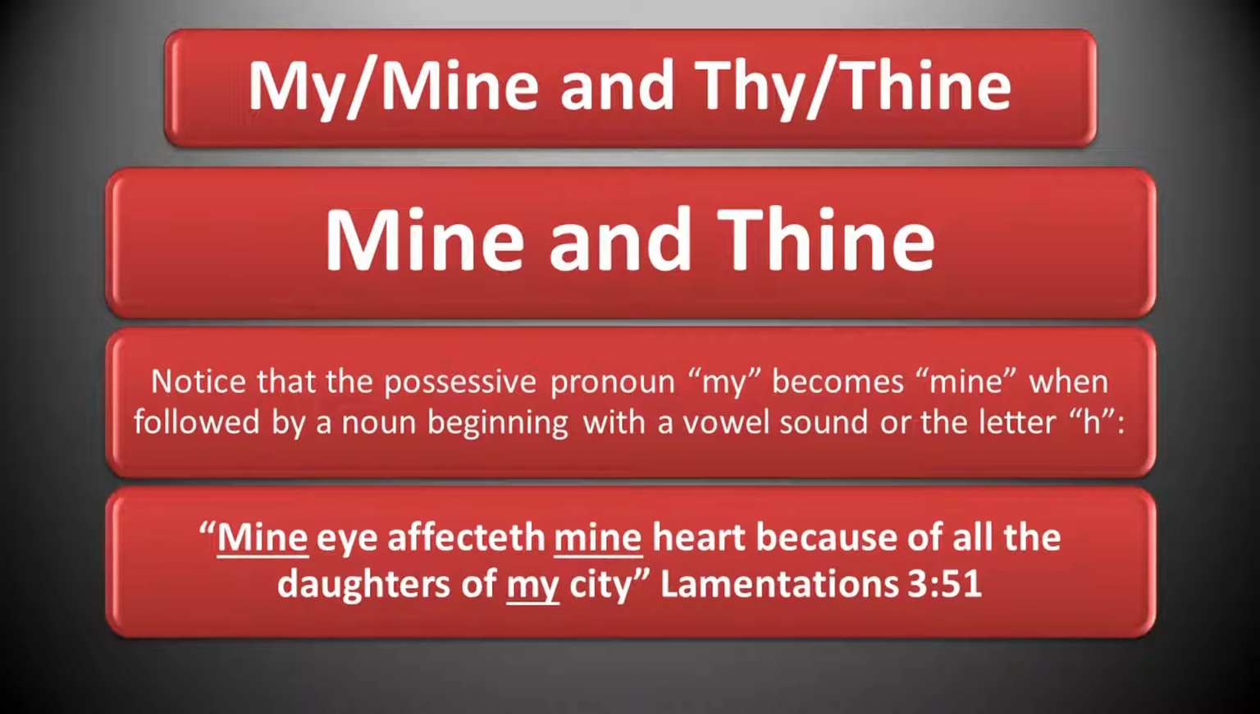My and mine, thy and thine. Mine and thine are the same as my and thy, except when they're used in connection with a noun beginning with a vowel sound or the letter H. So it's mine in Lamentations 3 verse 51. Mine eye affecteth mine heart, because of all the daughters of my city. Eye is a vowel, so instead of my eye, it's mine eye. City does not begin with a vowel, so it's not mine city, it's my city.